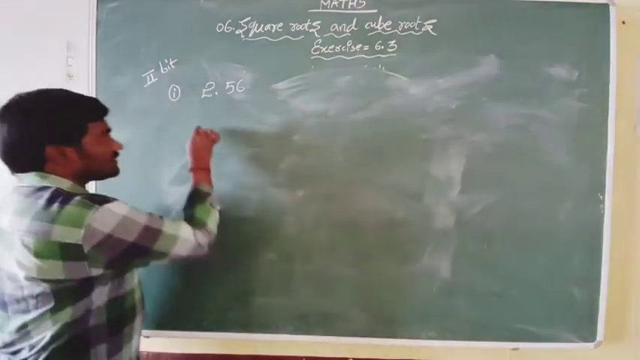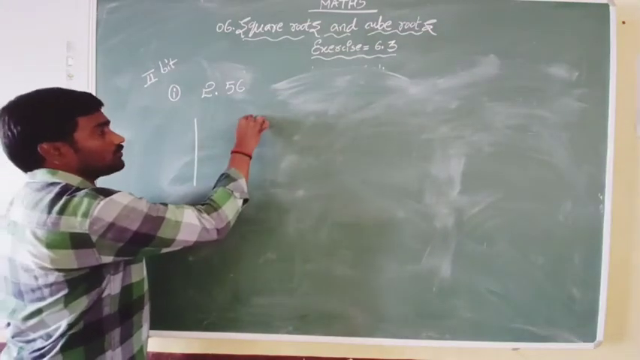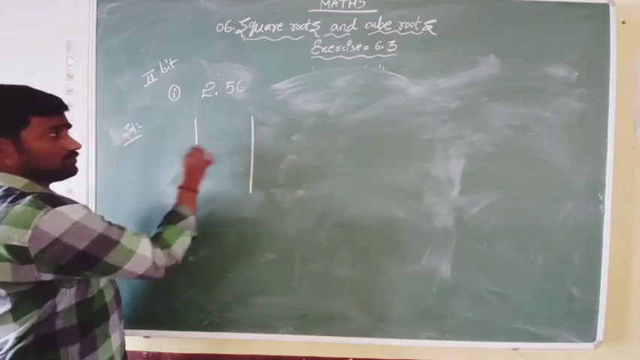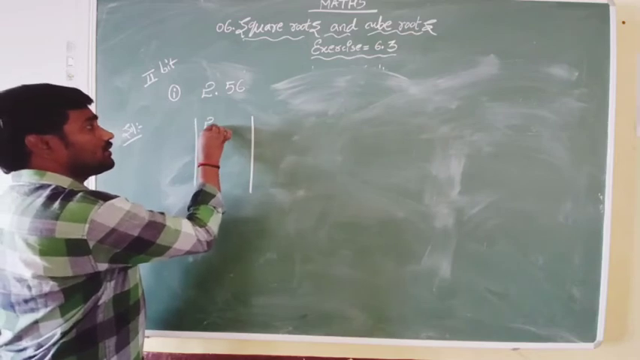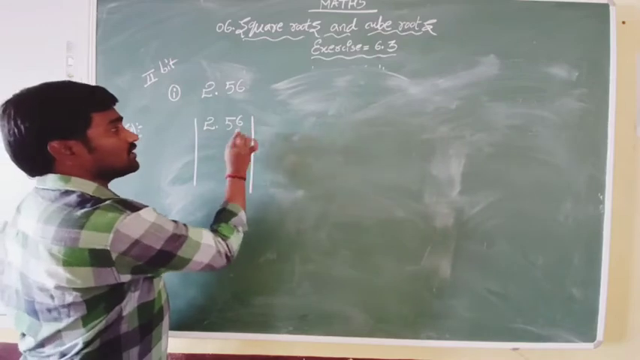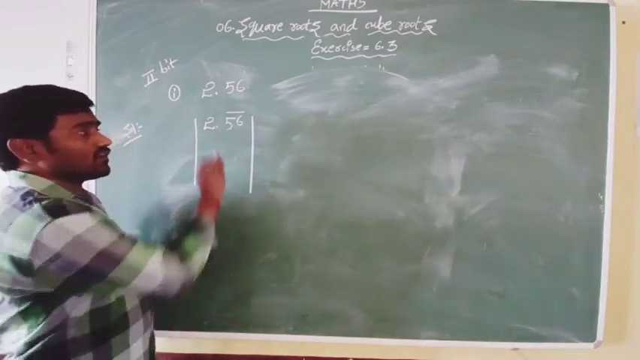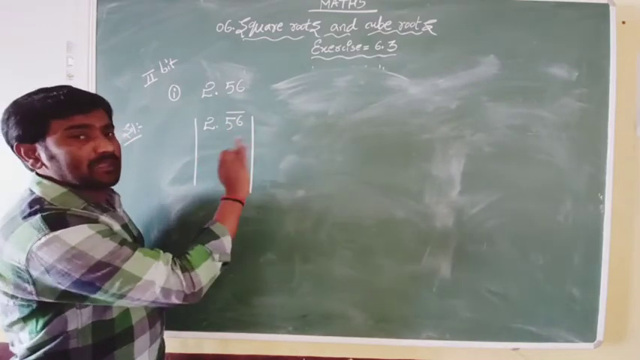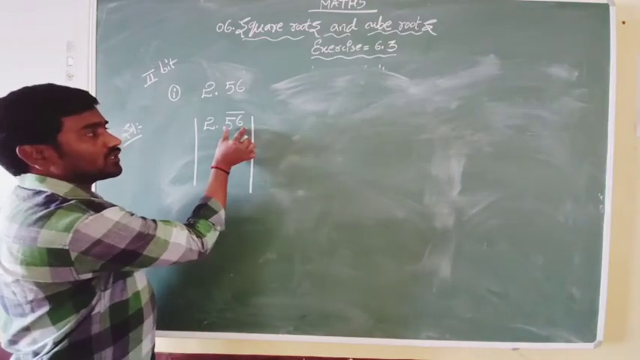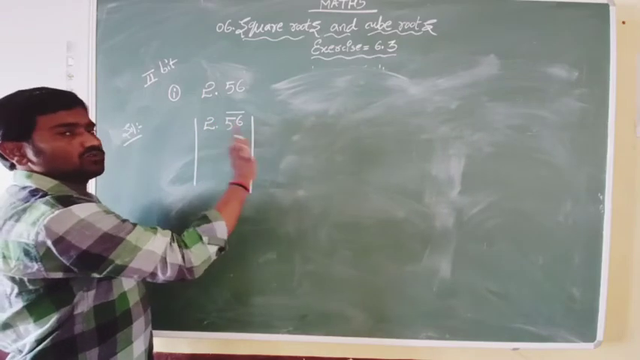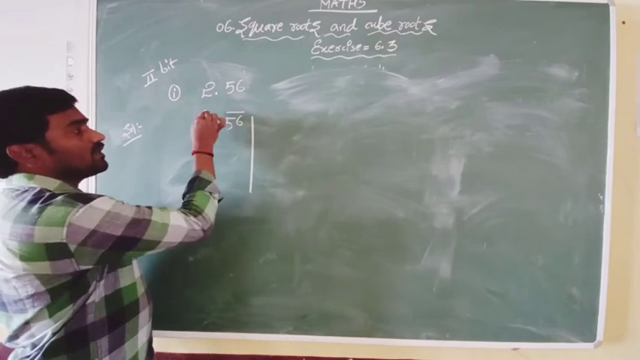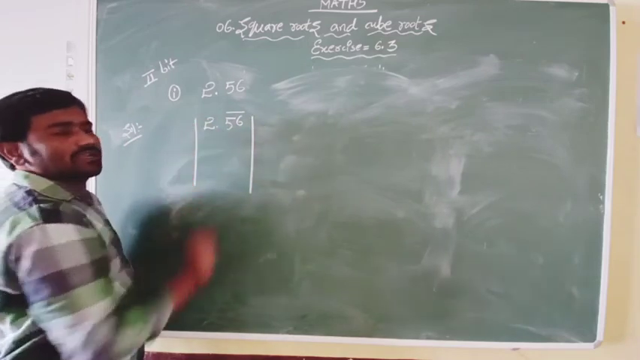First, as I told you, you have to draw 2 vertical bars and write here 2.56. After the decimal point, the decimal digits you make into pairs. If there are 3 decimal digits, from the right side you take 2 digits as a pair and 1 digit you leave like that. And here, this one is a non-pair number. You have to keep it like this only.